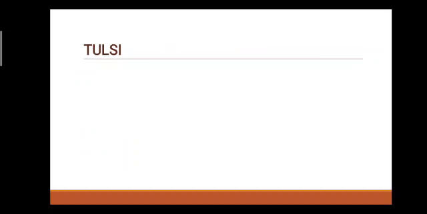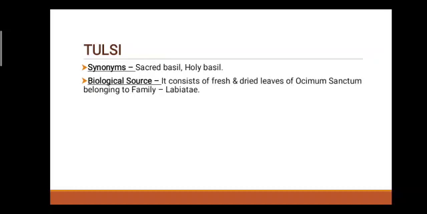Now the second drug, that is TULSI. Synonyms: sacred basil, holy basil. Biological source: it consists of fresh and dried leaves of Ocimum sanctum, belonging to family Labiatae. It contains not less than 0.4% of eugenol on dried basis.